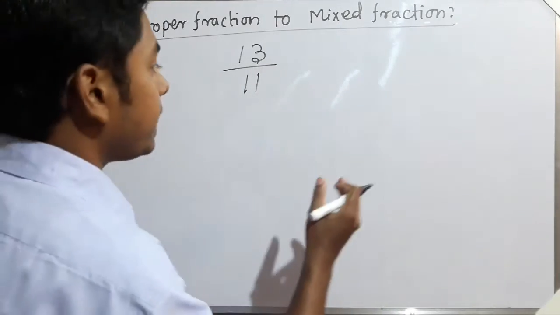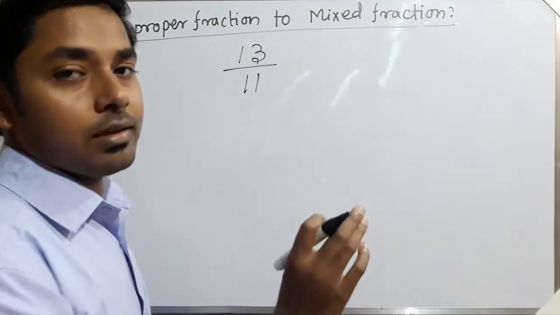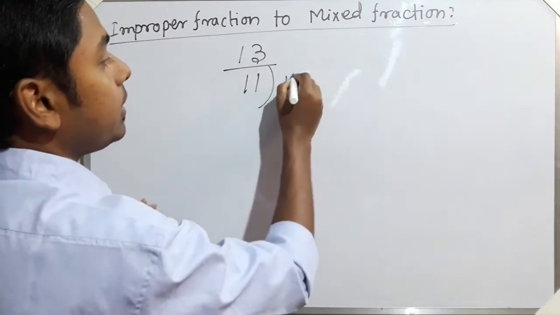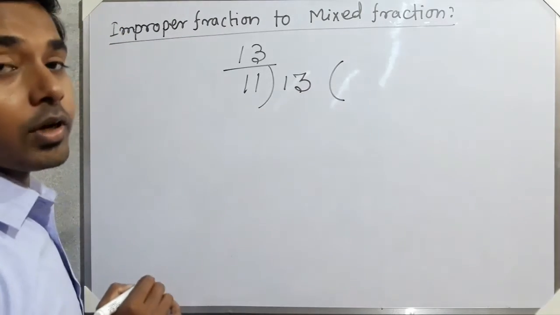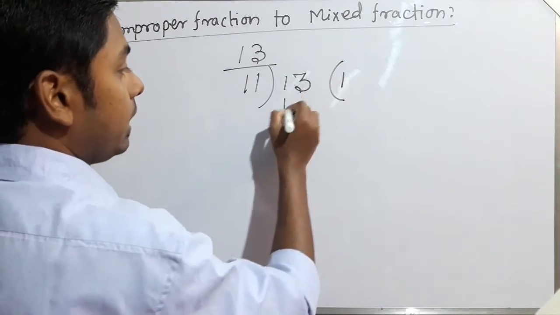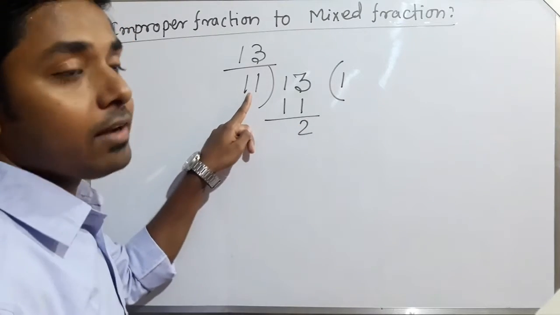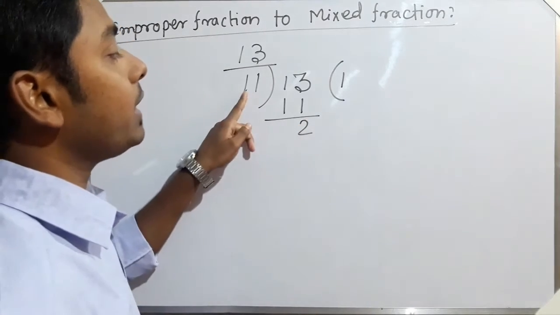So how to convert it? It is very easy. You have to just divide it. Okay, so 11 1 ja 11, 2. Now 2 is less than 11, so now 2 cannot be divisible by 11.